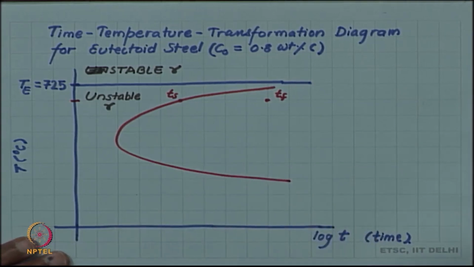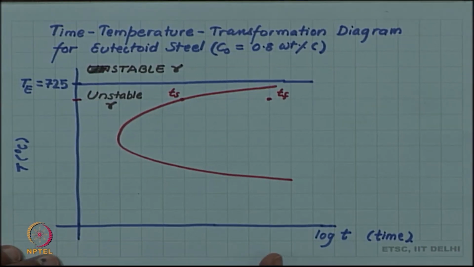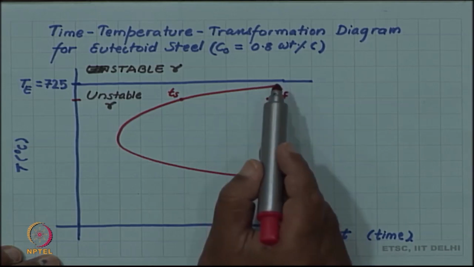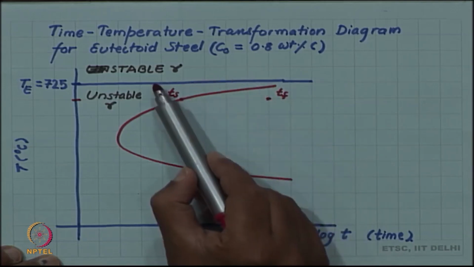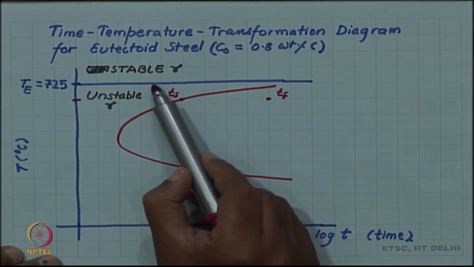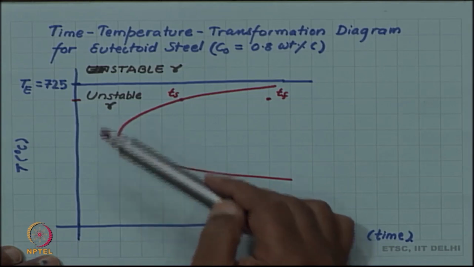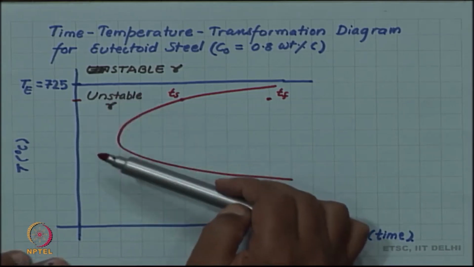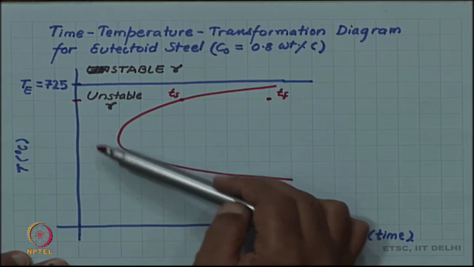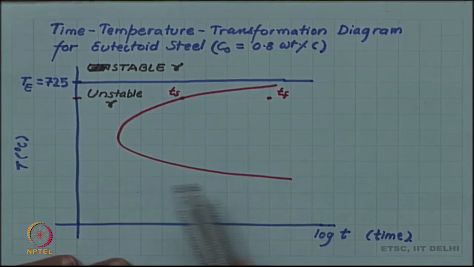So, this is the start time and this is the way it goes, and we have seen the reason for the C curve, that close to the equilibrium temperature the driving force is very small. Notice that above 725 gamma is stable. So, at 725 it is just critically unstable, and as we go below, gamma becomes more and more unstable. More and more unstable means the driving force for the transformation is becoming more and more. So, as we go down in the temperature, there is more and more driving force which will try to make the transformation more probable and faster.